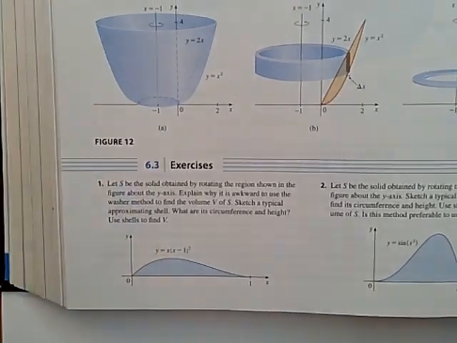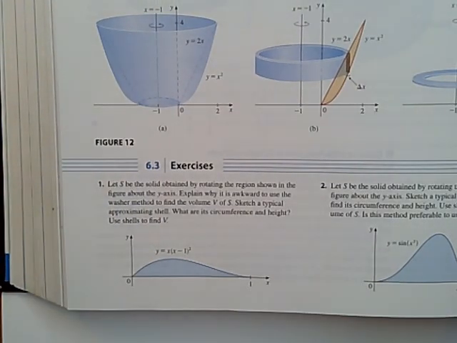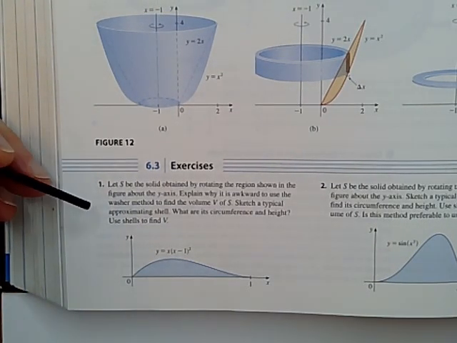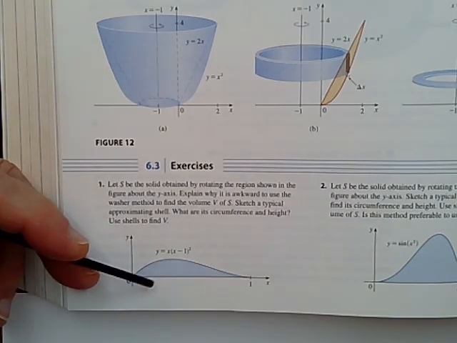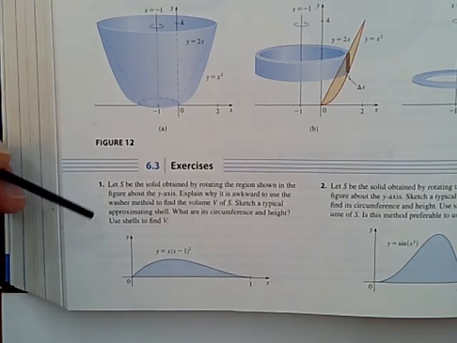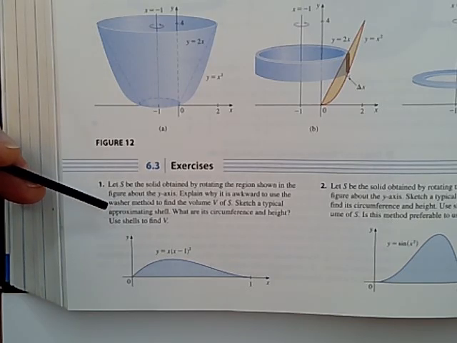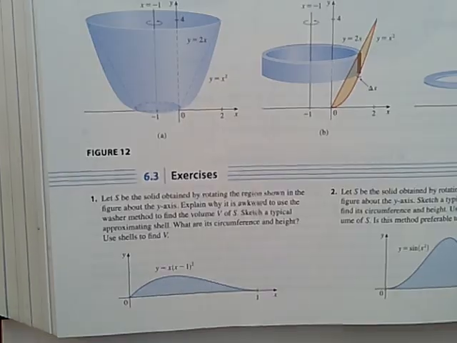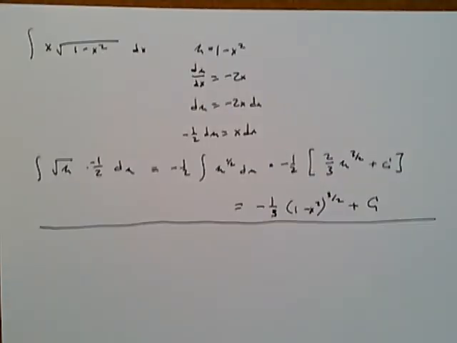It says let S be the solid obtained by rotating the region shown about the y-axis. So we're spinning that about the y-axis. Explain why it's awkward to use the washer method, that is to say disks, to find the volume of S. Then it says do it with shells. Okay, so let's have a look.